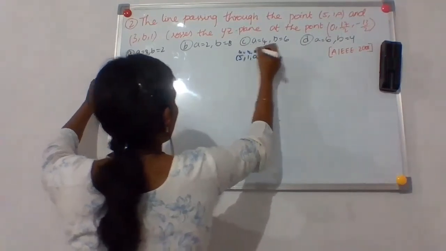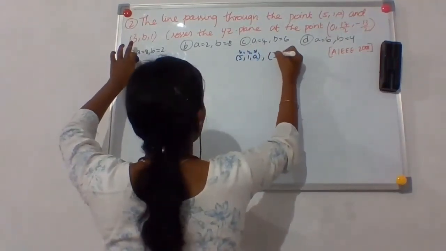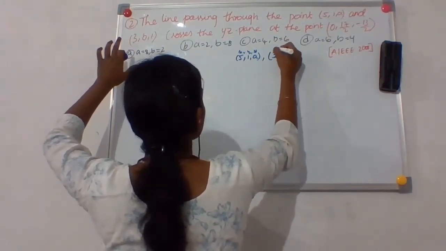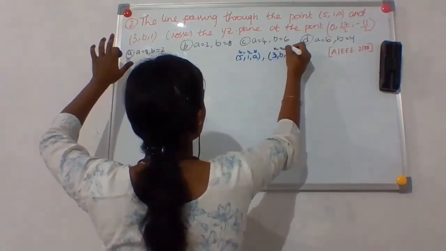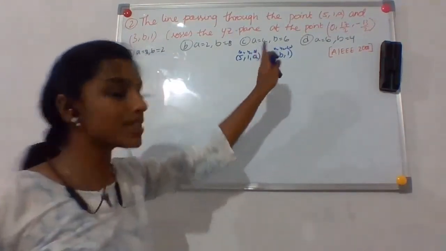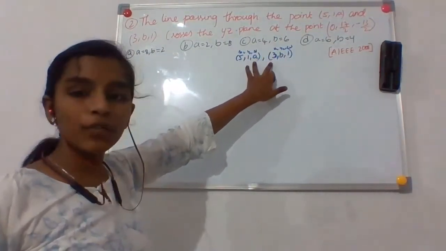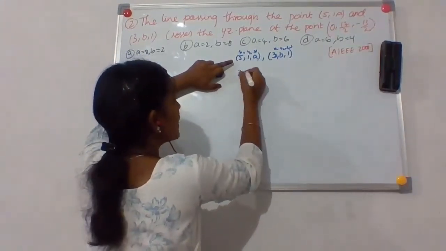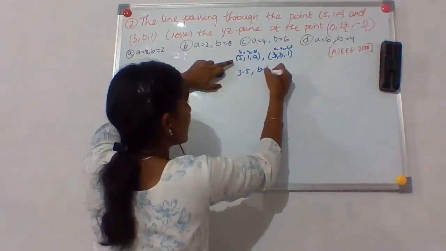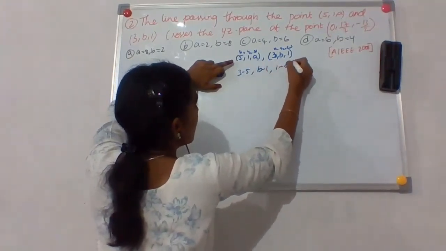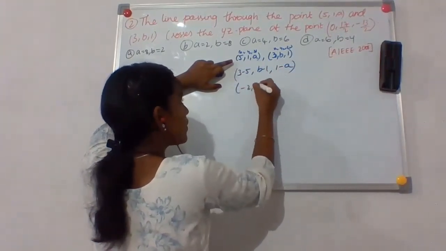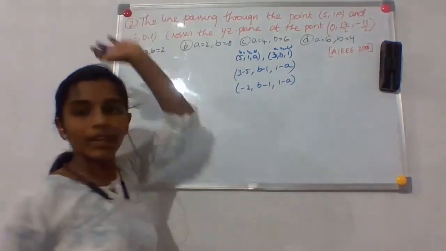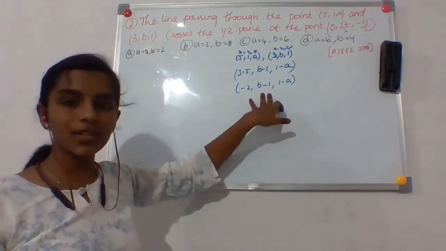Okay, and another point is 3 comma b comma 1. Okay, 3 comma b comma 1, that is x2 comma y2 comma z2. Now you have to find the DRs of that line. How do you do it? x2 minus x1, that is 3 minus 5 comma b minus 1 comma 1 minus a. Right? So that is minus 2 comma b minus 1 comma 1 minus a. Okay, these are the DRs of the line.